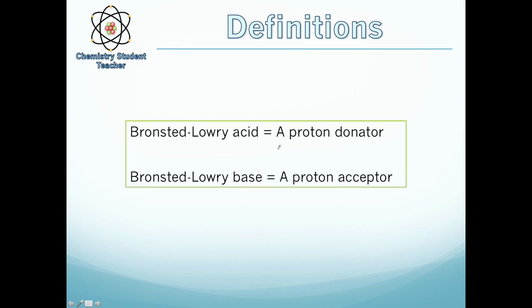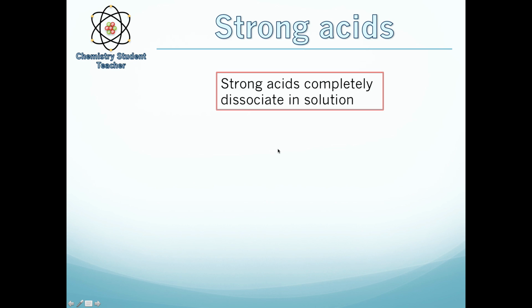So a Bronsted-Lowry acid is considered a proton donor, so a species that can donate a proton. Whereas a Bronsted-Lowry base is a proton acceptor, so it's a species that can accept a proton. And we'll look at some examples throughout. So let's look at strong acids.